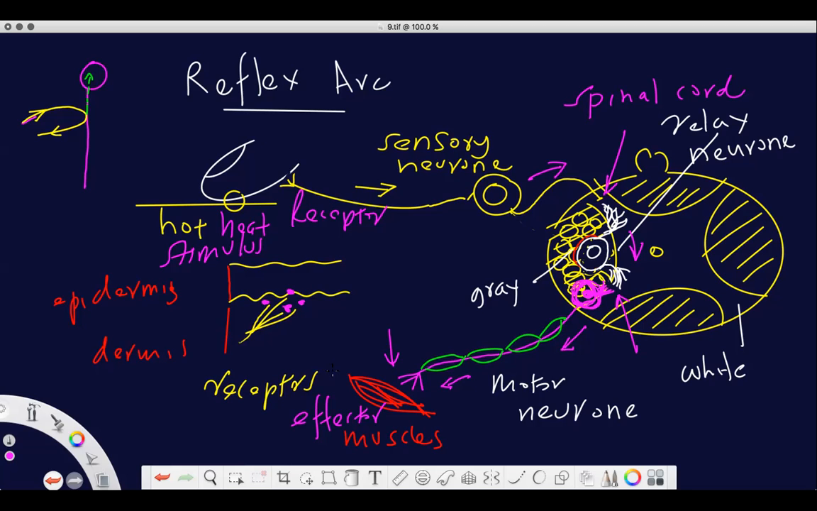Right, I will add one thing to finish this lesson. Gray: this is the area where the cell body is located. White: axons are located. Axons have a white color. Cell body has a gray color.